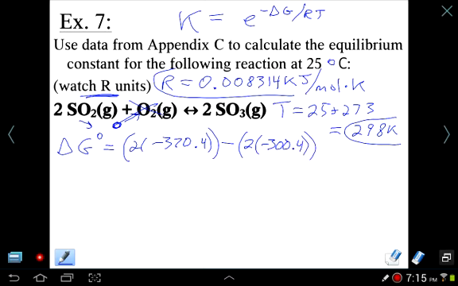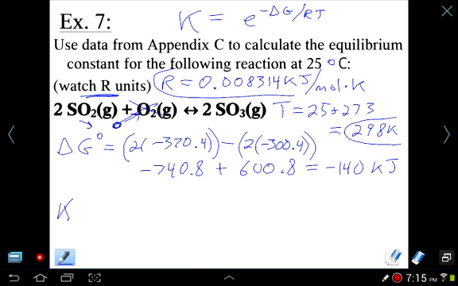So evaluate this one step at a time to ensure accuracy. So 2 times negative 370.4 gets us negative 740.8. We're going to subtract the negative, so in the end we're going to end up adding a positive. So 2 times 300.4 should be 600.8. And adding these numbers together should get us negative 140 kilojoules. Okay, let's go ahead and plug and chug.